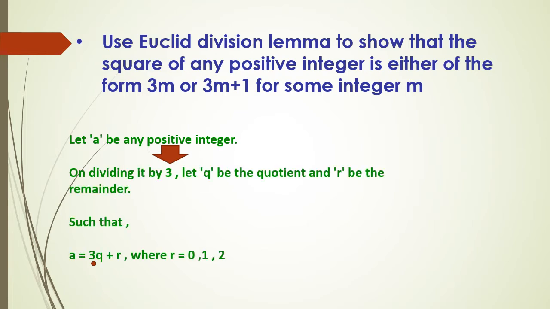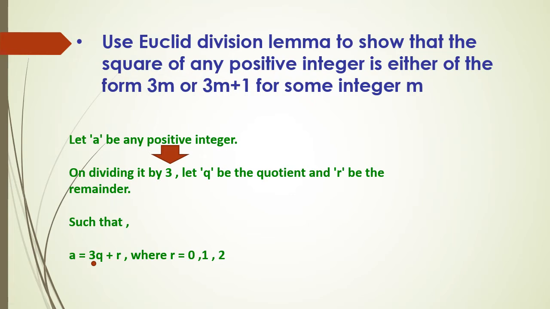Now, the question is: use Euclid's division lemma to show that the square of any positive integer is either of the form 3m or 3m plus 1 for some integer m. It's a short question. It will definitely come in 3 marks. Now let's discuss it stepwise.